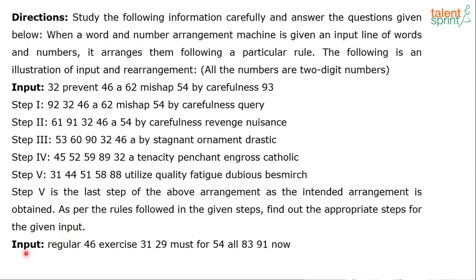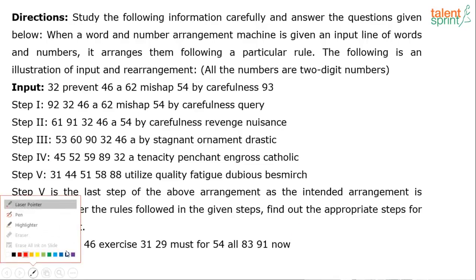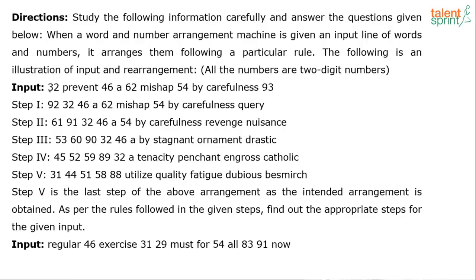So there's a given input basically. As per the rules which have been followed in the above steps, step 1 to step 5, we have to find out the appropriate steps for the given input as well. So let's see how we do it. Now understand, like I always say, the first step in a machine input output question is to look at the last step. The last step here is step 5. So the first step is to look at the last step and try to understand the logic behind that output. Only then does it make sense, right? So I will not worry about what the input is, and directly jump to the last step, step 5.